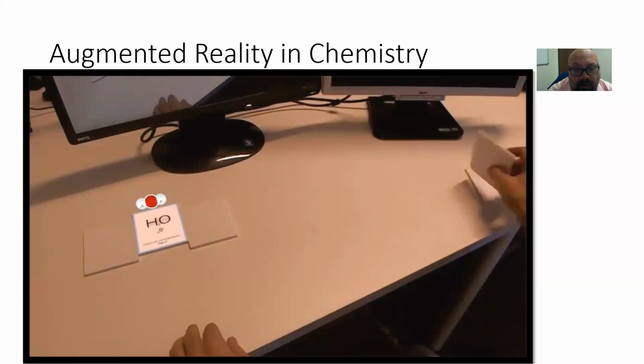So again, discuss within your group, if you're in a live session, or if you want an online session, make some comments on how augmented reality can be used in your science classroom.